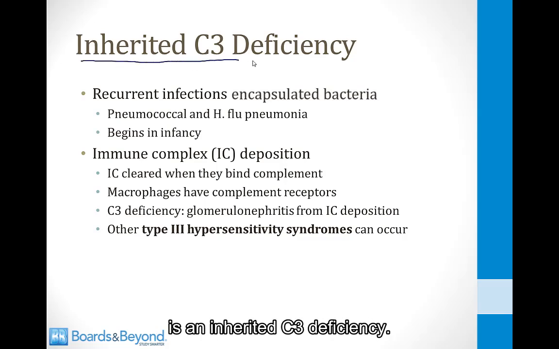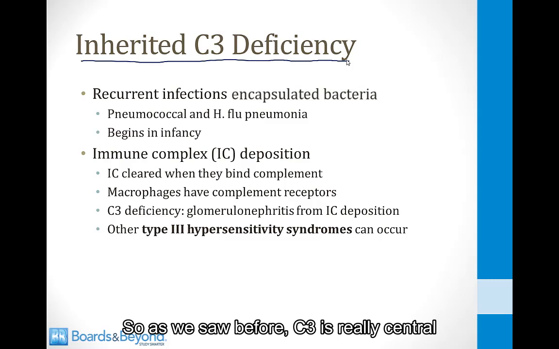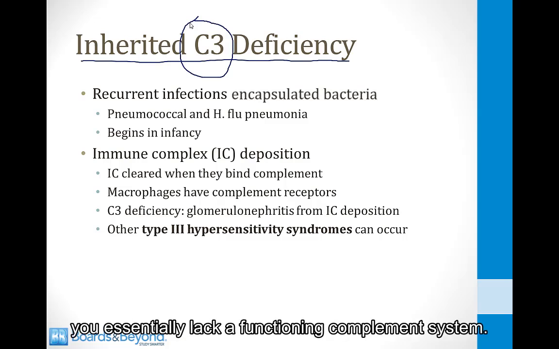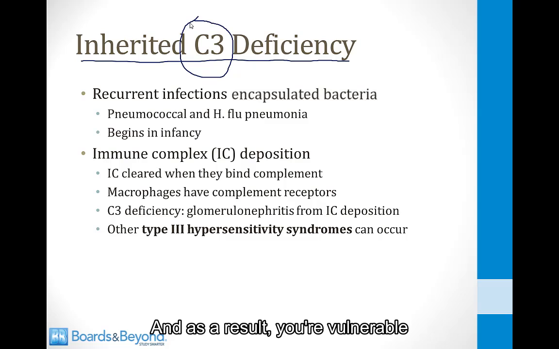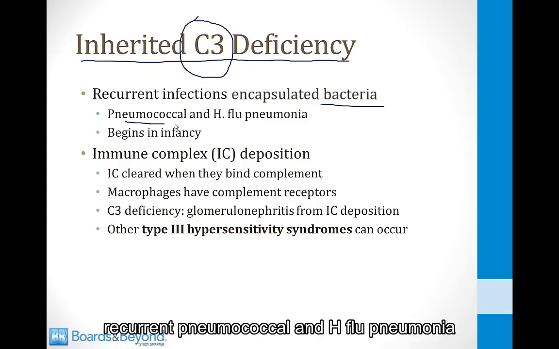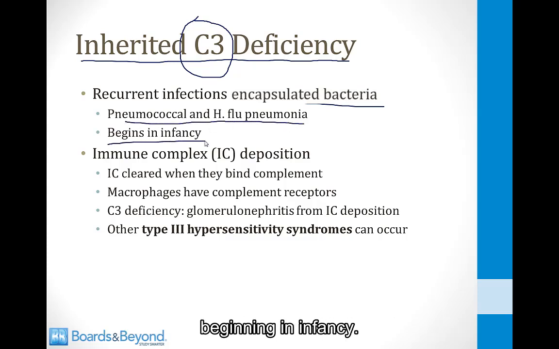Now let's talk about other disorders where there is abnormal complement system function, and the first one we'll talk about is an inherited C3 deficiency. So as we saw before, C3 is really central to the entire complement system. So if you're deficient in this protein, you essentially lack a functioning complement system. And as a result, you're vulnerable to the most important pathogens that complement defends against, and those are encapsulated bacteria. So children born with a C3 deficiency will develop recurrent pneumococcal and H. flu pneumonia beginning in infancy.